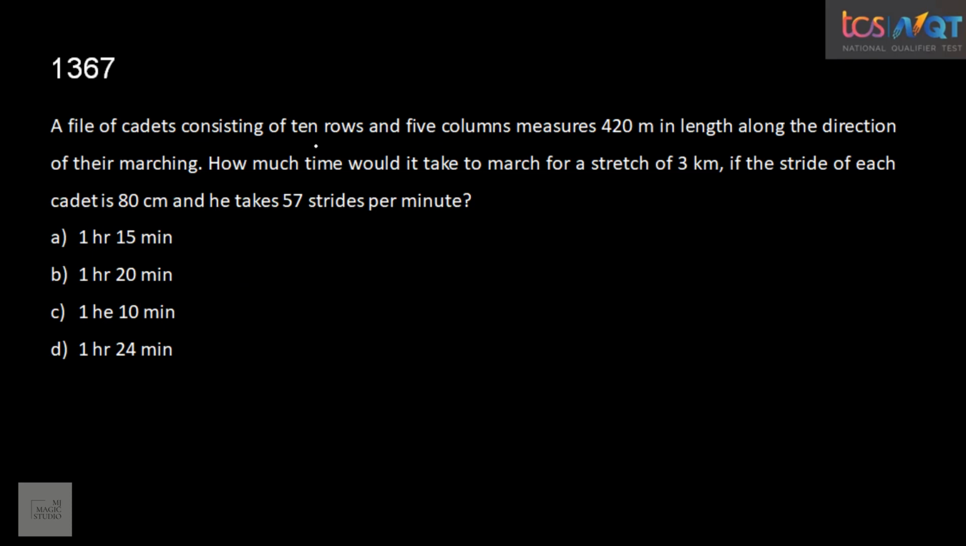A file of cadets consists of 10 rows and 5 columns, which measures 420 meters in length along the direction of marching. Okay, this is the file, 420 meter long. How much time would it take to march for a stretch of 3 kilometers?